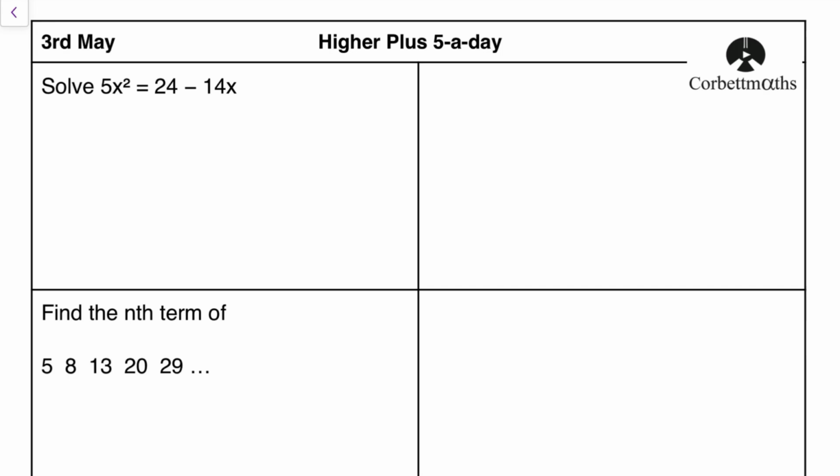Let's just go straight to the first one. Okay, solve. Now, the important thing here is the word solve. So not just factorize or do something else, but actually make sure you get the answers x equals.